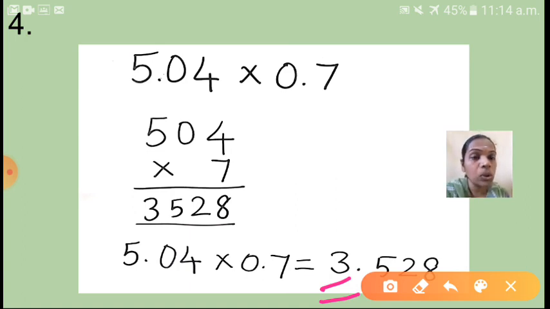Some homework also you got today, isn't it children? That one I will give for your assignment. At the same time, you have to do that same sum in your notebook also. Okay, you have to do practice children.